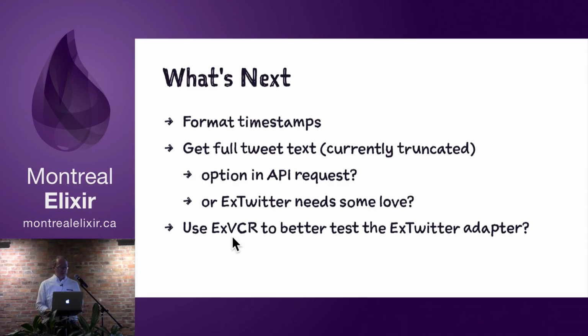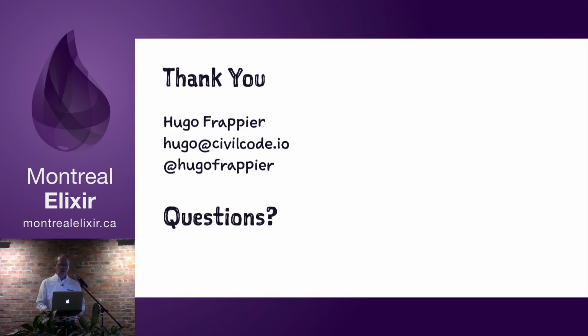Maybe use XVCR. This is like VCR in the Ruby world, to better test the xTwitter adapter. So maybe we could capture some real API JSON from Twitter and run the test on top of that. So that's something to experiment with. Otherwise, we can just easily test the adapter in the console, as you saw.